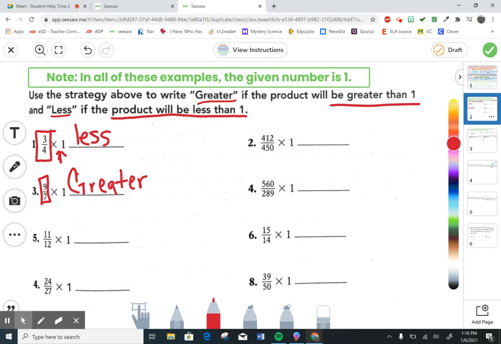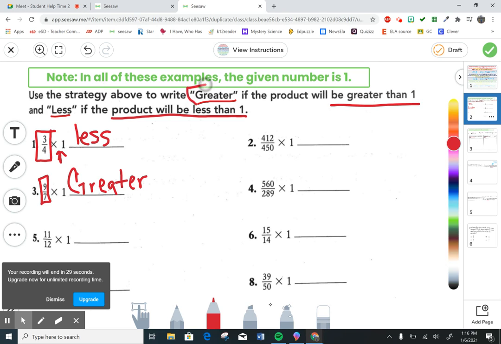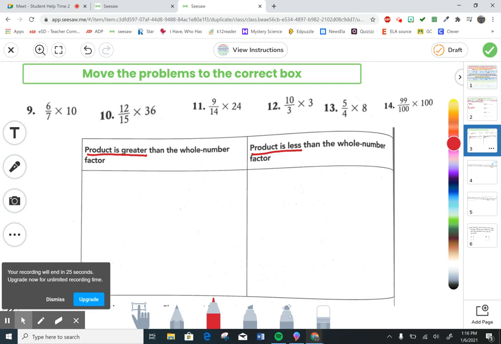Now these will be done for you on your seesaw, so that you know that you can look back at those. So you'll want to answer the rest of the questions on the page. Remember, you're writing greater than or less than. On the next page, it wants you to move the problems into the correct box. We have greater than and we have less than.